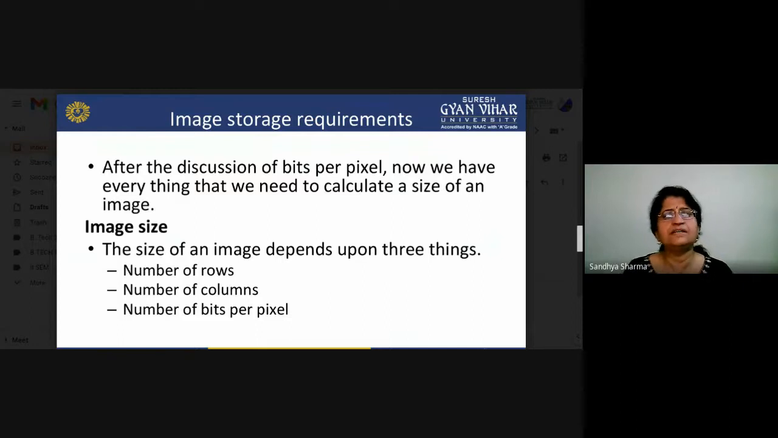What about the image storage requirement? We will see the image size. The size of an image depends on three things. How can we calculate the size? The size of an image depends on the number of rows, the number of columns, and the number of bits per pixel. These are the three factors responsible for defining the size of our image.